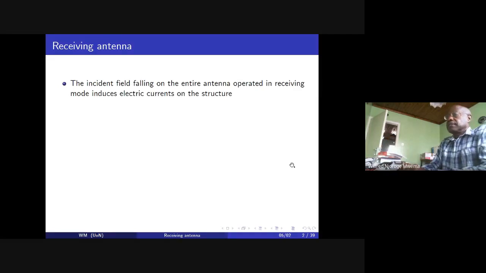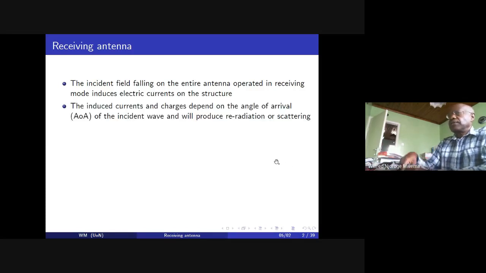So the incident field will fall on the entire antenna when it is operated in the receiving mode, and this will induce electric currents on the structure itself. The induced currents and charges will depend on the angle of arrival, usually abbreviated as AoA, of the incident wave, and will produce radiation or scattering.